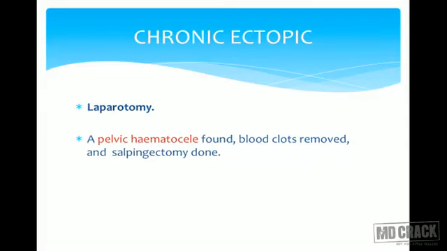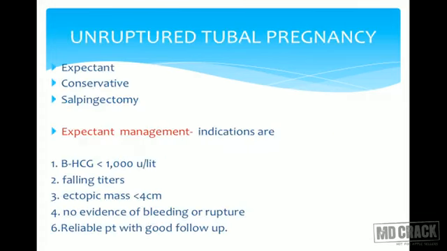In case of chronic ectopic, it's not an emergency. So we can deal with the patient with some time. We can confirm the diagnosis with the help of beta HCG levels, with the help of progesterone levels, ultrasound, and wherever we confirm, then we can plan a laparotomy. A pelvic hematocele would be found. Those blood clots we remove, and salpingectomy can be done depending on which portion is affected.